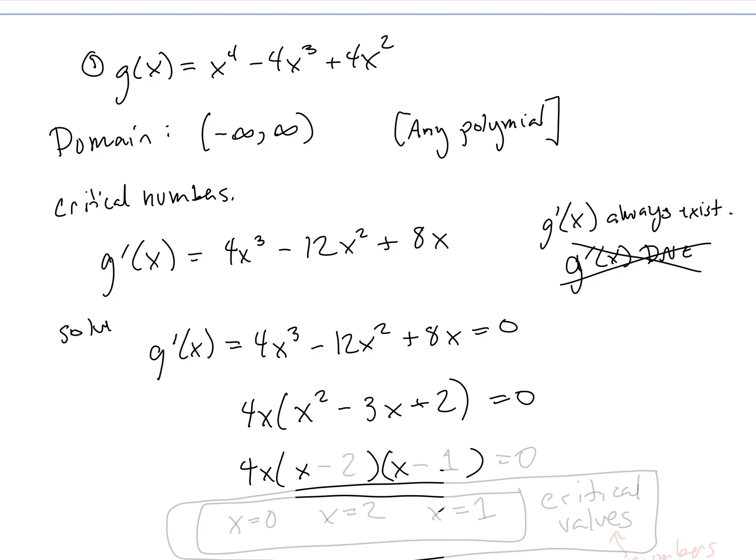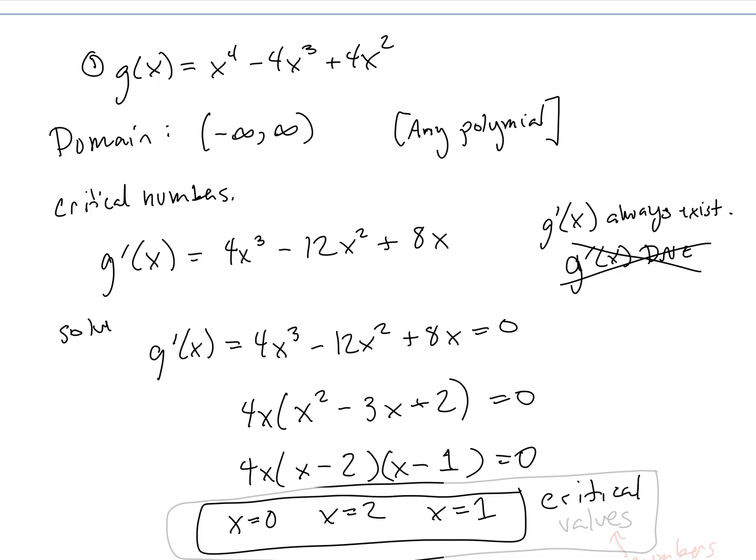The last term is a plus, and the middle term is a minus, so it would have to be both negatives. And yes, this will work if we do x minus 2 and x minus 1 equals 0. A product of things is only equal to 0 if at least one of those things is equal to 0, one of the terms. So x equals 0 for 4x, x equals 2 for the middle, and x equals 1. These are our critical values.